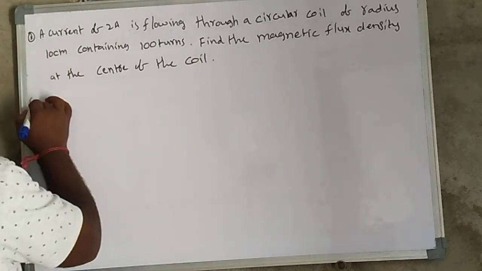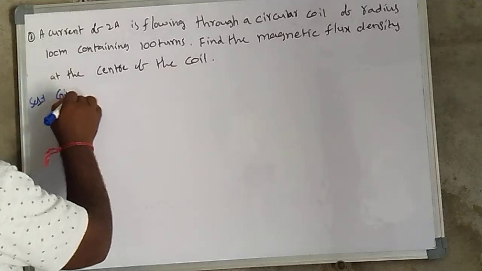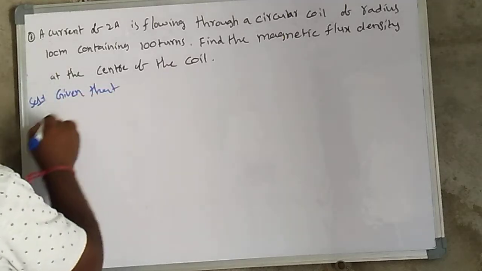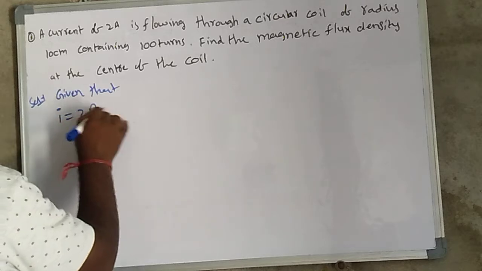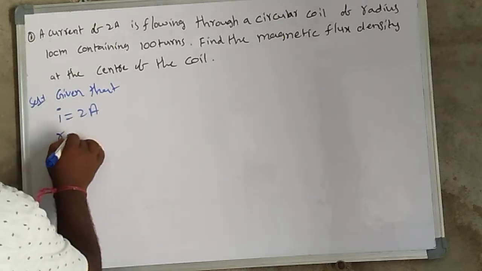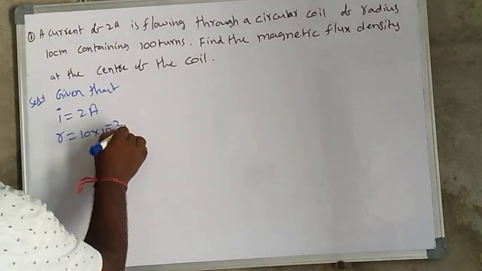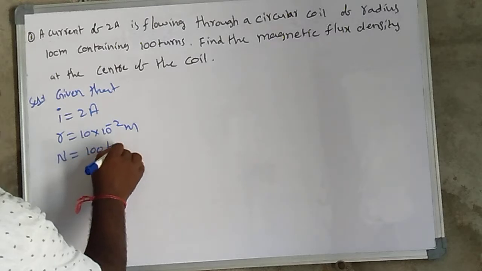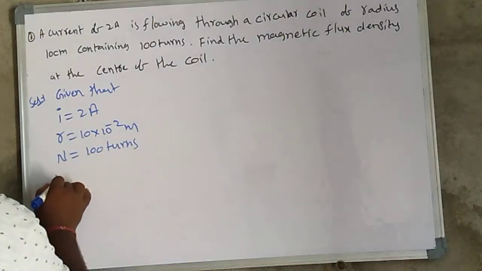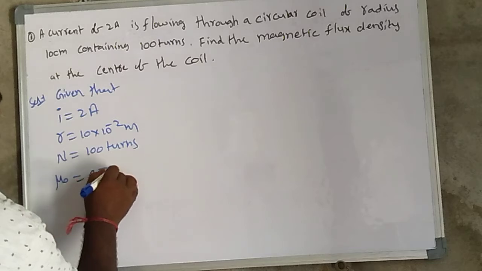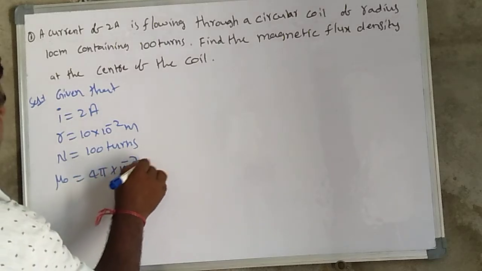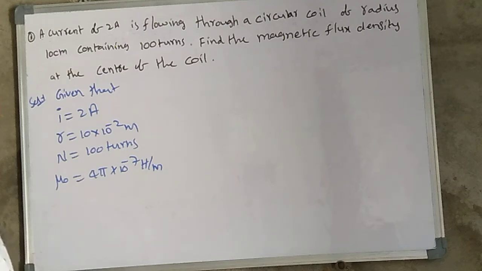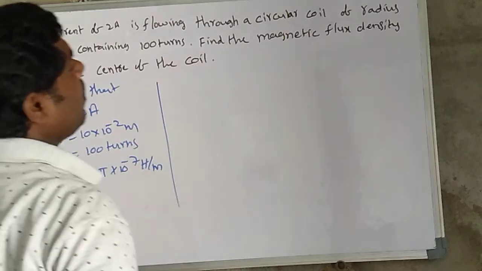So here the given data: I is equal to 2 ampere, radius is equal to 10 into 10 to the power minus 2 meter, and capital N is equal to 100 turns, and mu naught is equal to 4 pi into 10 to the power of minus 7 Henry per meter, or Newton per ampere square.